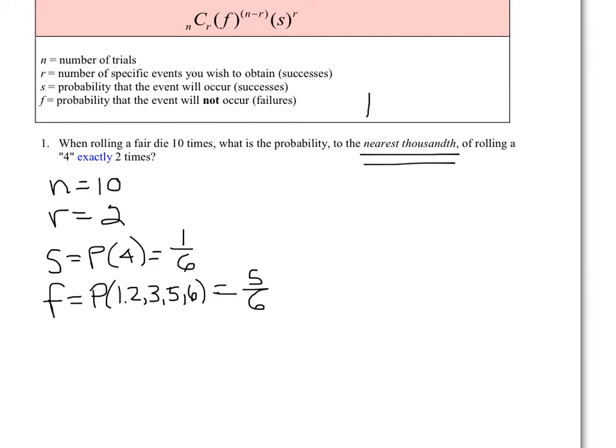Our formula would be written 10C2, probability of failure 5/6, probability of success 1/6. So I look at success first. I want the 4 to happen exactly 2 times. That has to match my probability of success. Then I subtract: 10 minus 2 is 8, so I have 8 left over.